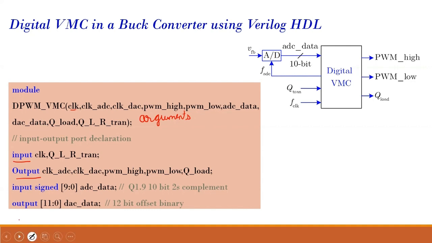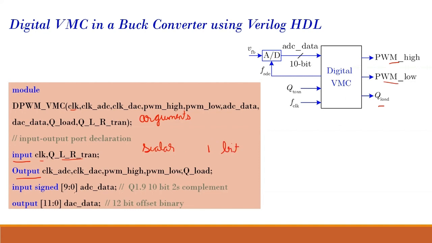Now over here, I am defining which are the inputs. My clock is the input. This Q_L_R trans is for setting which type of transient is occurring. My outputs are the clock of the ADC, clock of the tag, and the output; Q node is also an output. These are all scalar values because they have only one bit. But certain inputs are there.